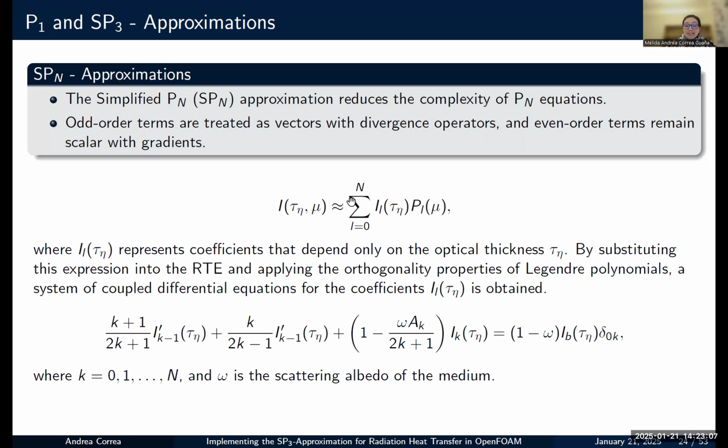Here I show you the radiative intensity decomposed into a sum of coefficients that depend on the optical thickness, multiplied by the Legendre polynomials. We substitute this expansion with L equal 0, and so on until we arrive at L equal 3. Taking advantage of the orthogonality property of the Legendre polynomials, a system of coupled equations is obtained. These equations describe the coefficients of the intensity expression. Here is the equation that I used to obtain this expression.